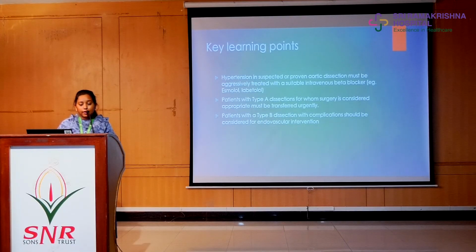Hypertension in suspected or proven aortic dissection must be aggressively treated with a suitable intravenous beta blocker, for example esmolol or labetalol, because it is short acting. It also decreases the shear force on the aorta. Patients with type A dissection for whom surgery is considered appropriate must be transferred urgently. Patients with type B dissection with complications should be considered for endovascular intervention.